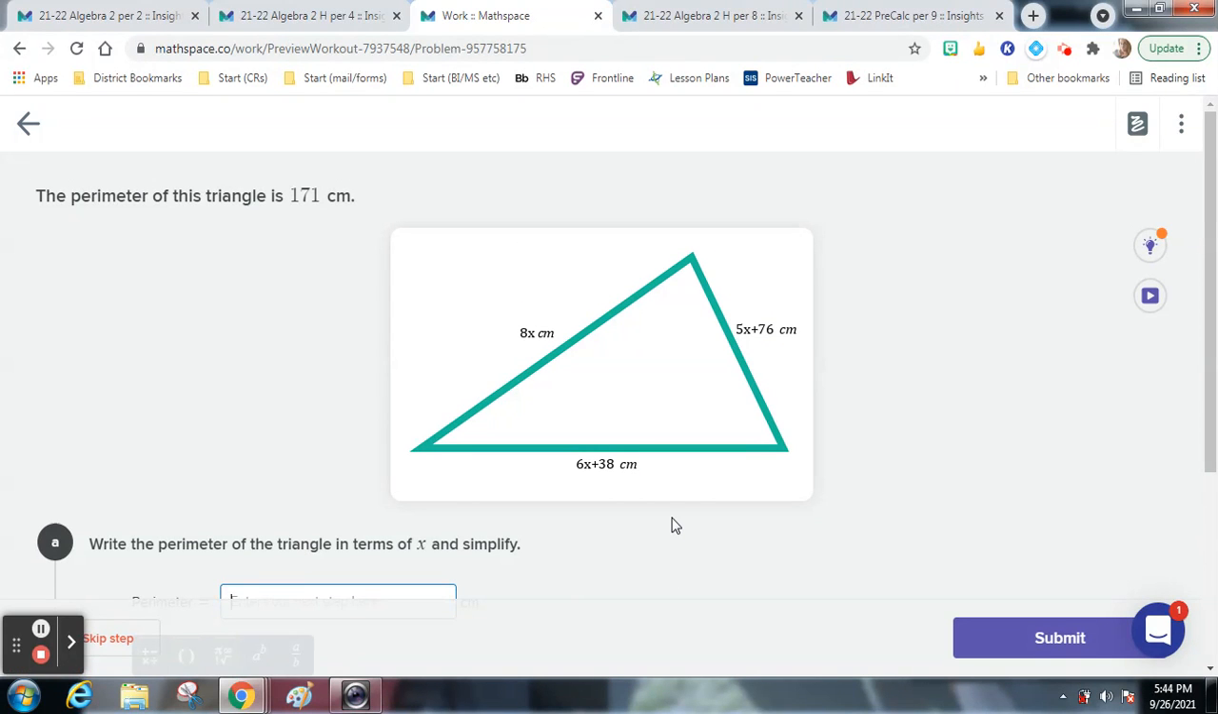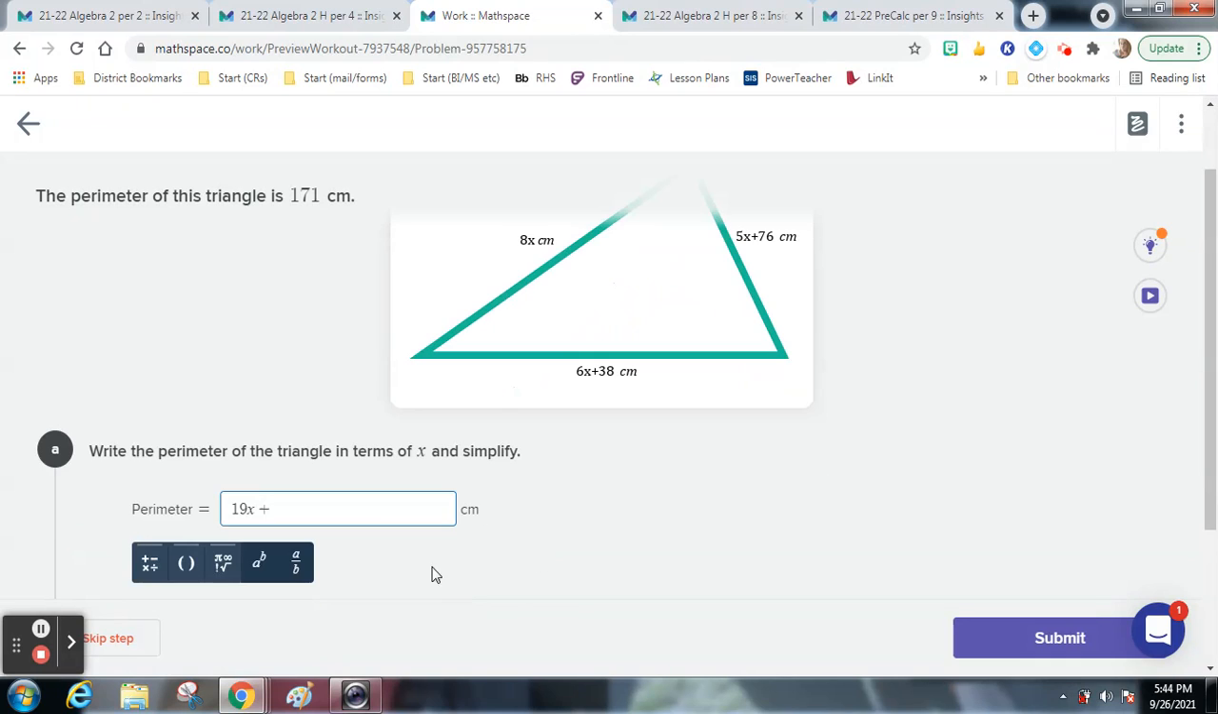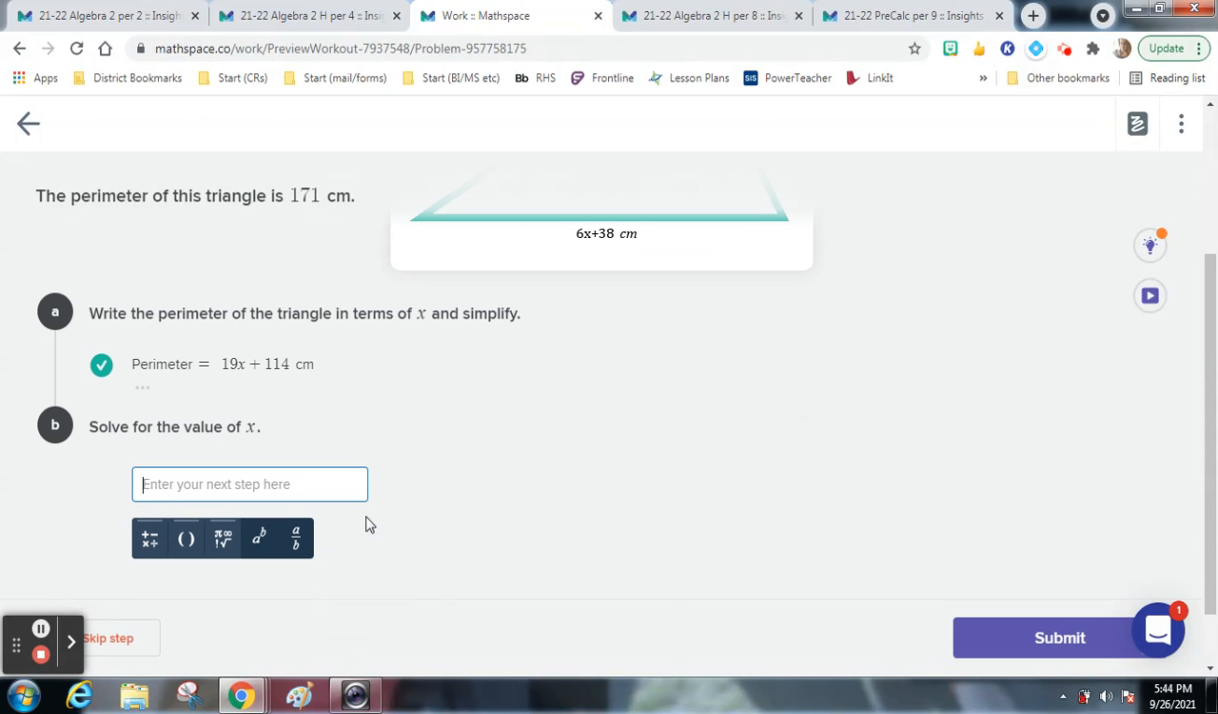So you're just adding up all your sides right now. So you would have your 8x plus 5x plus 6x. That gives you 19x. So I'm going to fill in as we go. Plus, there's no constant with the 8x. I have a 76 plus 38. That's 114. So it says perimeter equals. I know the perimeter is 171. Well, they just want us to set up that portion of it.